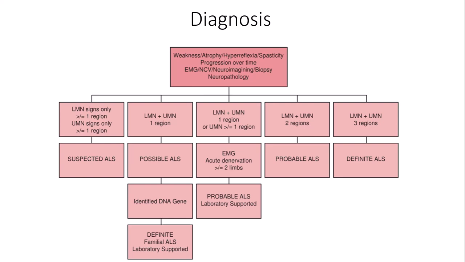If you move to the far right-hand side of that diagram, you can see that for a definite diagnosis of ALS, you need 3 regions that have either lower motor neuron or upper motor neuron signs. Another way you can be diagnosed is if you move to the second column from the left-hand side. If you have one region that has both lower motor neuron and upper motor neuron signs, it's considered possible ALS. But then if they do some genetic testing and identify the gene that they know is responsible for ALS, then you definitely have familial form of ALS.